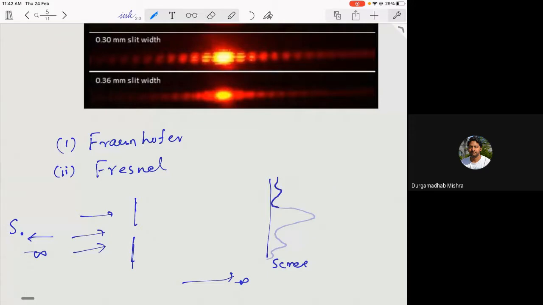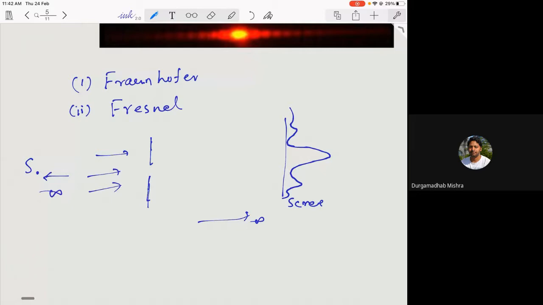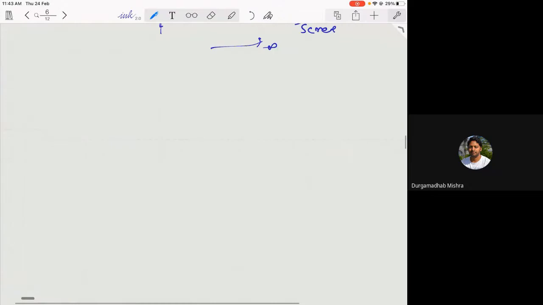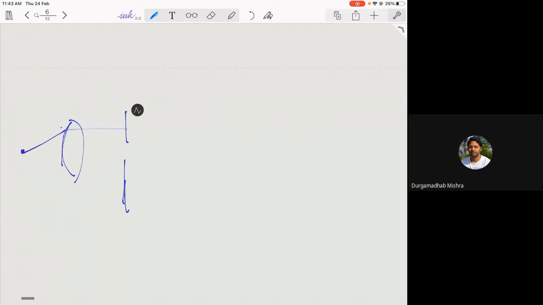And how do you make that? Normally, if you have a source at a finite distance, you would put a lens here, and you put the source at the focal length of this lens. So you have a parallel beam, which makes sure your source is like at infinity. And then when you look at the screen, you will also put another lens.